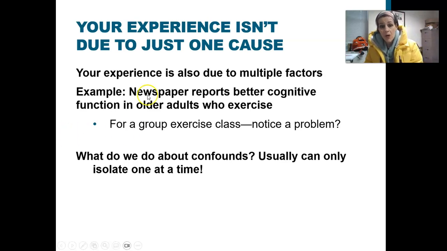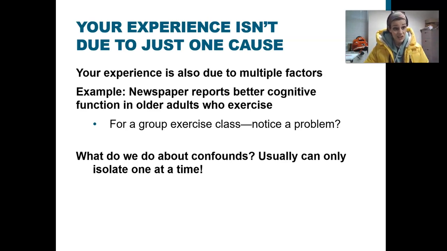So, for example, let's say that a newspaper reports that there's better cognitive function in older adults who exercise. Well, that sounds really great, right? And then you go to the study and you read in the news study in the paper that they only looked at older adults who were in a group exercise class. They didn't look at people who exercised alone. And I've been in this enough that I can automatically see a problem with that.